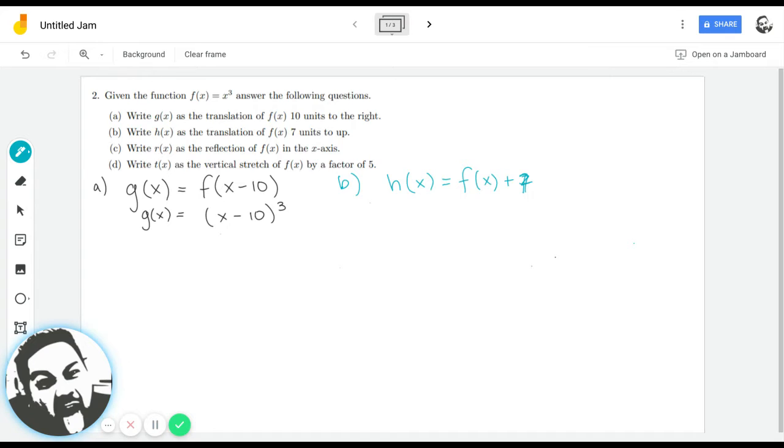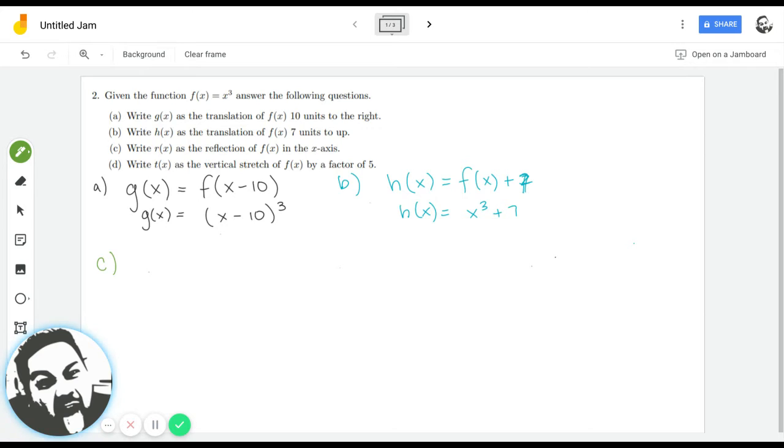And then we replace f of x with x cubed, and we get our function h of x as just x to the power of 3 plus 7. All right, this is our h of x. Moving on to question C. Question C says we need to translate the function. We need to reflect it. Reflect it into the x-axis.